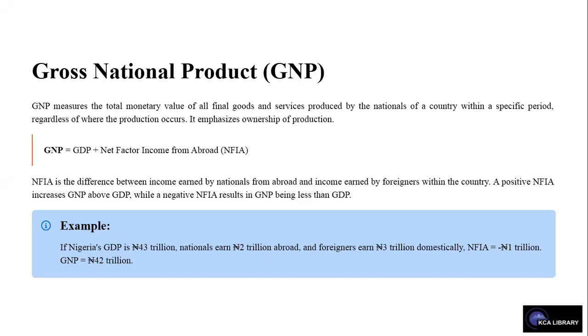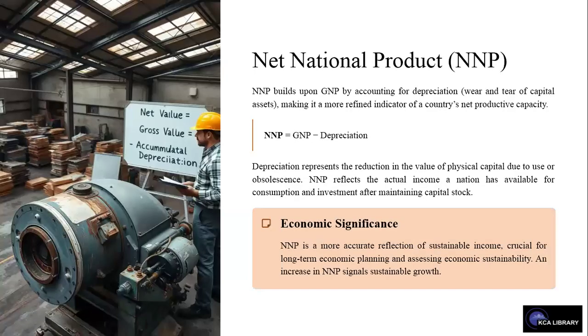And for example, if Nigeria's GDP is 43 trillion naira and the nationals earn 2 trillion abroad and foreigners earn 3 trillion domestically, then to know the NFIA, we will deduct, that's 2 trillion minus 3 trillion. That gives us a negative, and that will actually reduce our GNP. And so we will see that the GNP is less than the GDP as such.